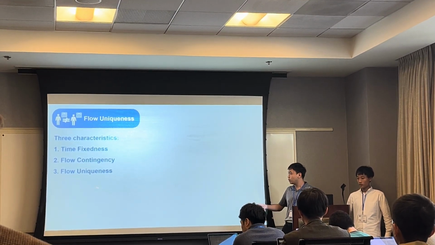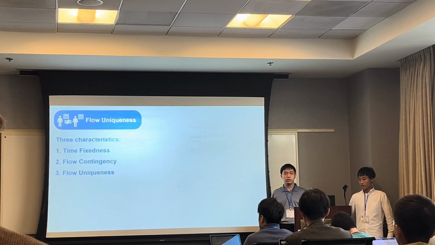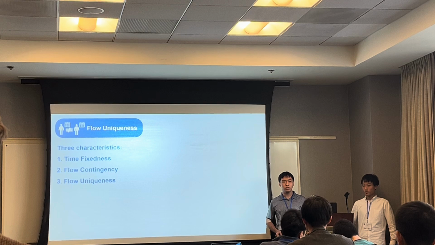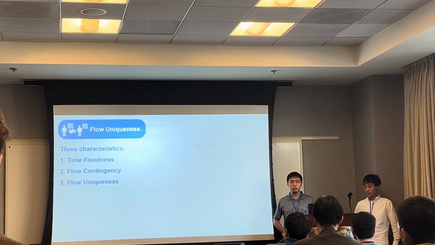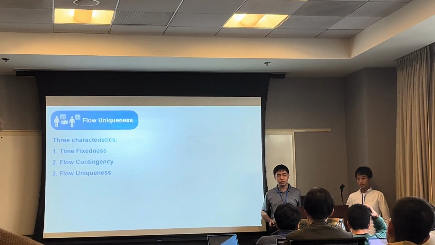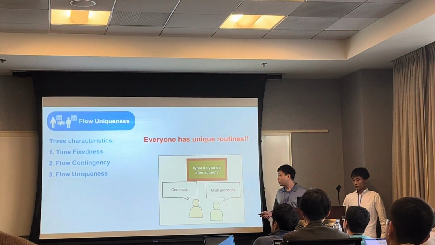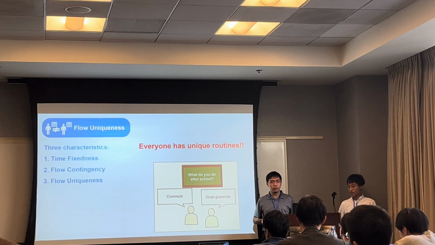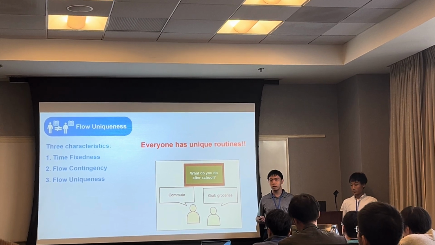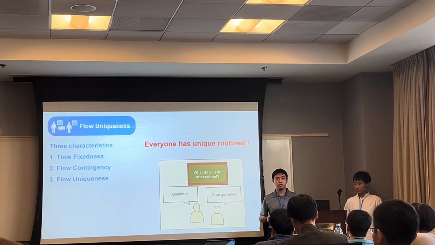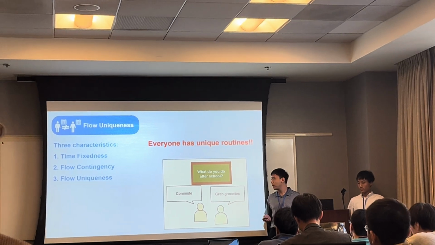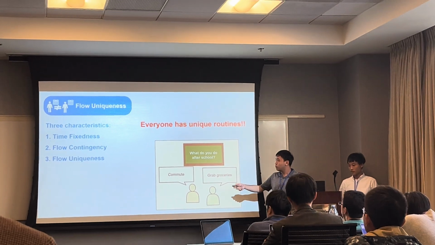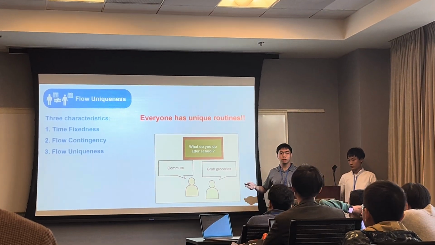The next one is flow uniqueness. This one is very easy to understand. It means that everyone has their own schedule or routine, so it's hard to use other users' data to predict the movement. For instance, after they leave school, someone may just commute home, someone may go to a store to buy some goods, while others may hang out with their friends in the park. They all have different activities to do. Okay, so these three are the major characteristics of the human mobility data.